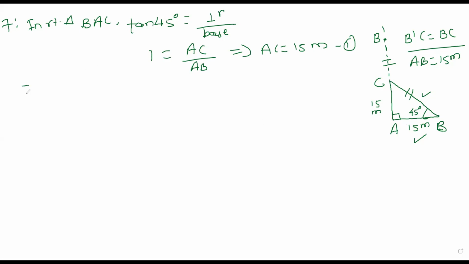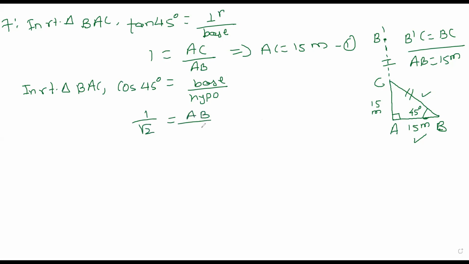Cos. So again, in right triangle BAC, cos 45 degrees. Cos is what? Base upon hypotenuse. Okay, cos 45 degrees is 1 upon root 2. So 1 upon root 2 is base, that is AB, and hypotenuse is BC. So BC is equal to AB, that is 15, multiplied by root 2. So BC is going to be 15 root 2 meters.